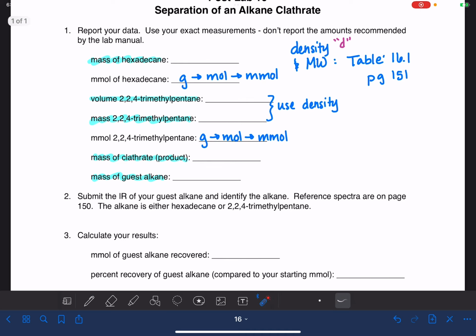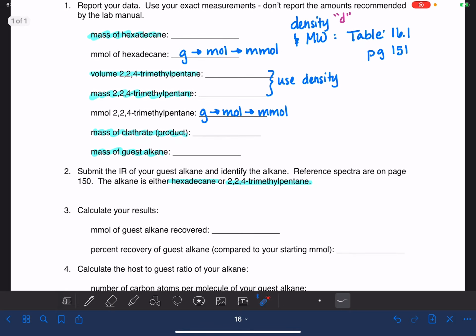For question number 2, you are going to submit the IR of your guest alkane and then identify the alkane. The alkane is either hexadecane or 2,2,4-trimethylpentane. You have reference spectra in your textbook on page 150. You could also look spectra up on NIST if you like the way that those look a little bit better. And you are going to be using your IR and the reference IR to identify the alkane.